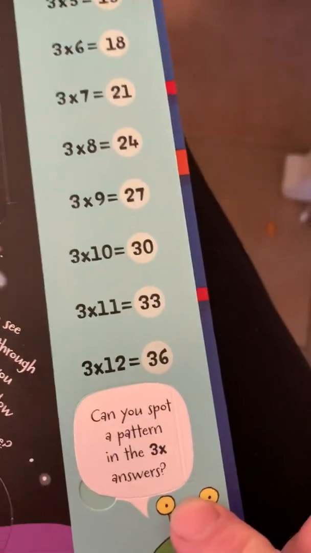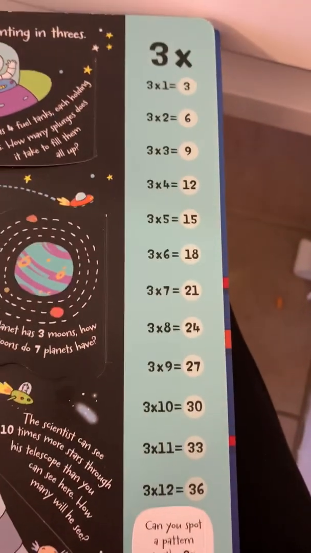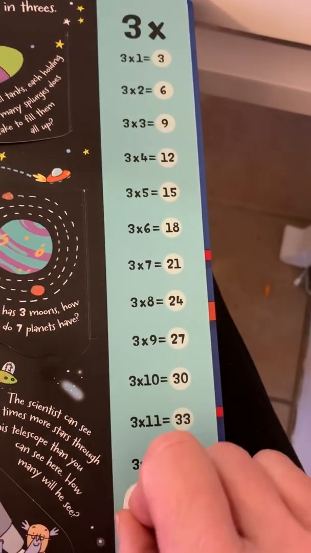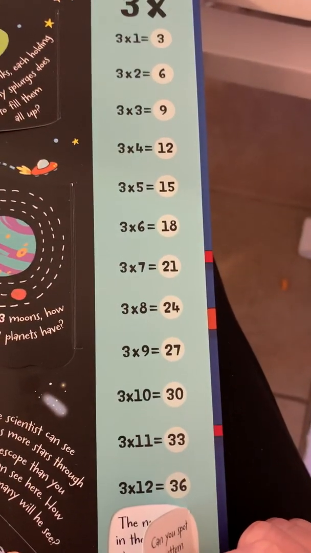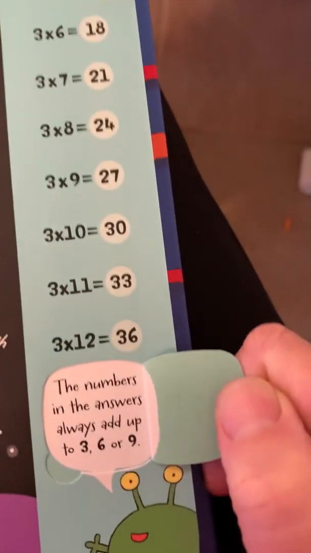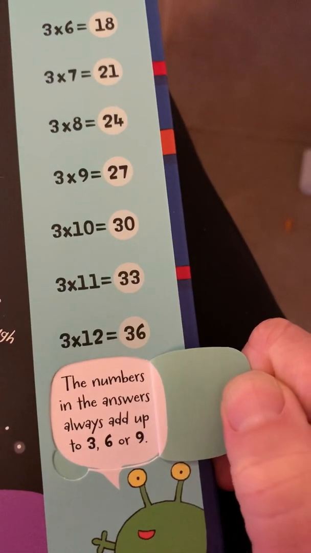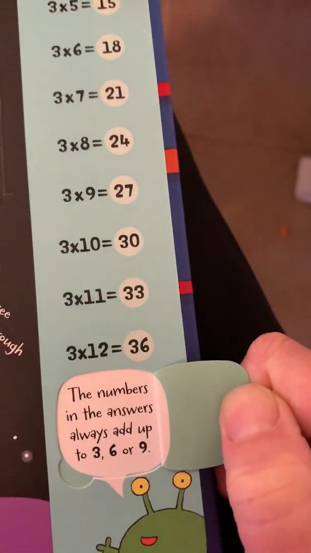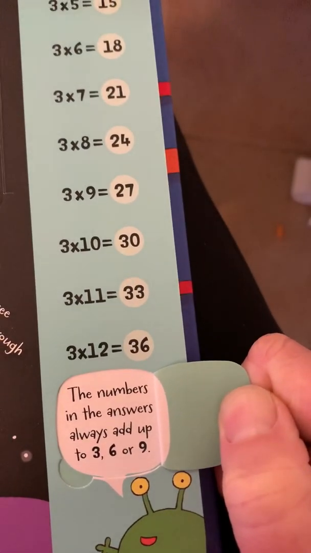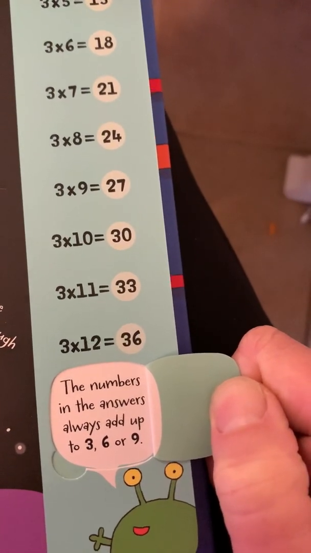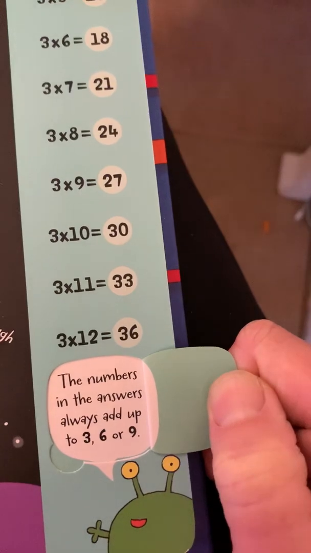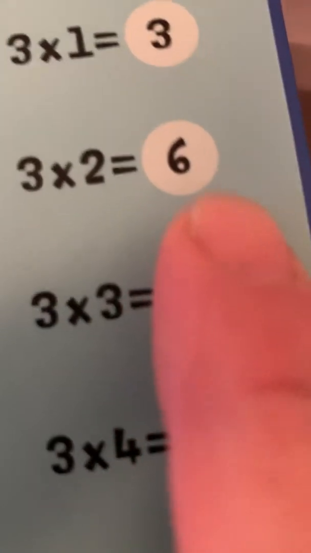Can you spot a pattern in the 3 times answers? Let's look at them. Can you spot a pattern anywhere? The numbers in the answers always add up to 3, 6, or 9. So let's take a look at what that means. That one's 3. That one's 6.